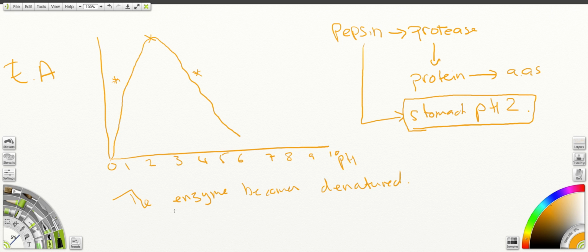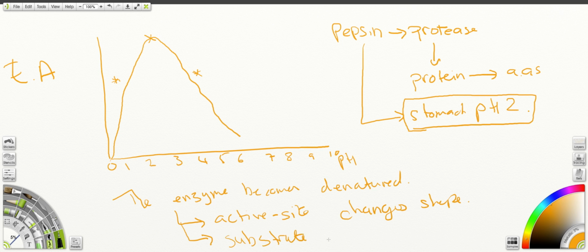So what does that mean? Basically what that means is that the active site of the enzyme changes shape. And so why is this a problem? Because if the active site changes shape, then the substrates can no longer fit. They can no longer fit the active site, and so the enzyme activity is going to decrease. So here it's too acidic, and here it begins to get less acidic, more towards neutral and alkali. So the enzyme is going to denature.